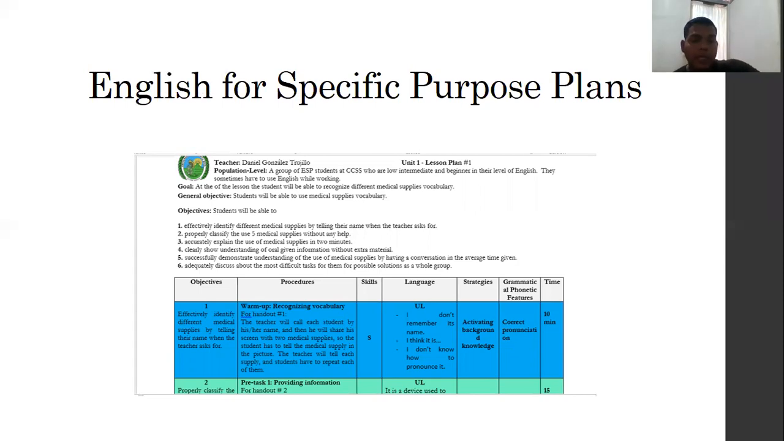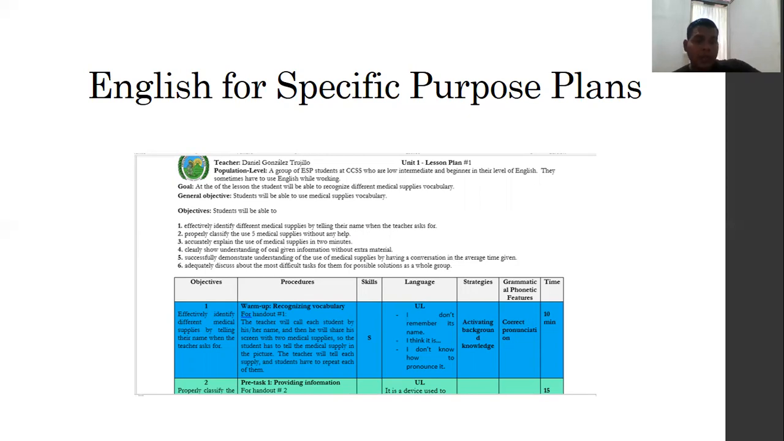Then the number four, clearly show understanding about oral given information without extra material. So the teacher gives a written paper which has some questions. So they have to listen to an audio and they have to answer it correctly. So here I want them to improve their listening skill, of course.